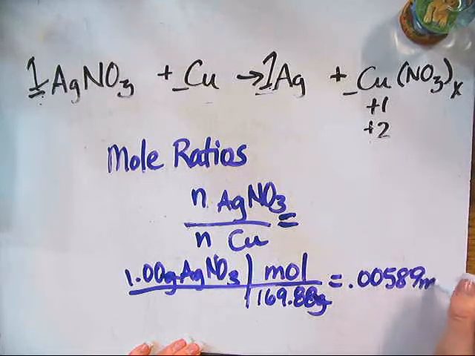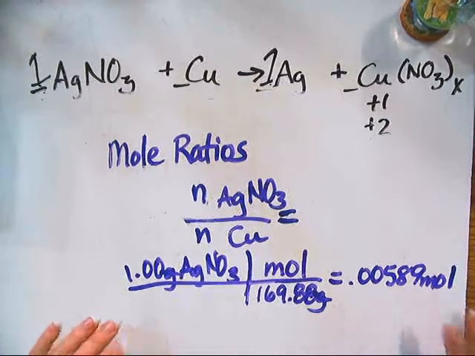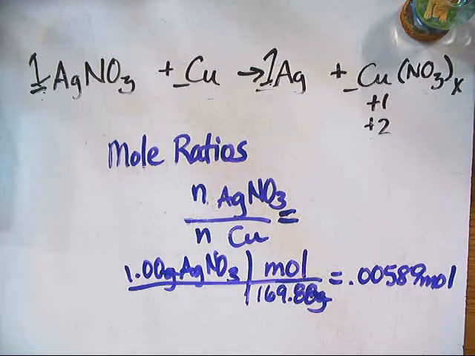So if I started with my 1 gram of silver nitrate, if you didn't remember, we converted that to moles already with a molar mass of 169.88 grams per mole, and that came out to 0.00589 moles.